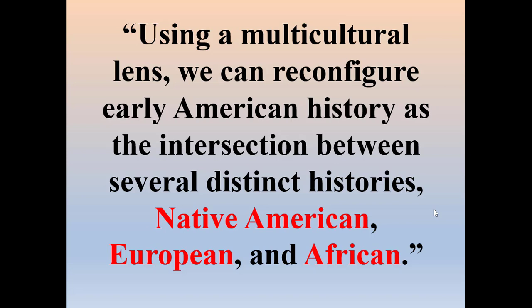So using a multicultural lens, we can reconfigure early American history as the intersection between several distinct histories, Native American, European, and African. All three are equally important to the story, okay? This has been taught mostly, in my lifetime anyway, from a European point of view, ethnocentric, Eurocentric, but that's not how we do it anymore. We talk about all three people equally. We teach you what all three experienced, okay? So we're going to take a brief look at each of these three peoples.